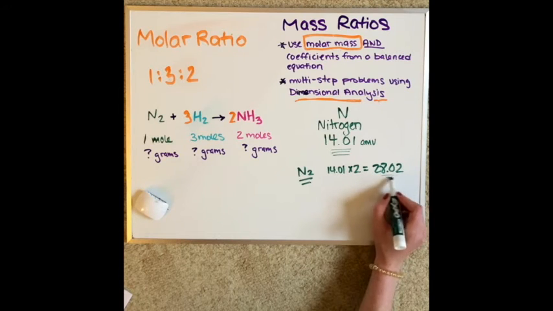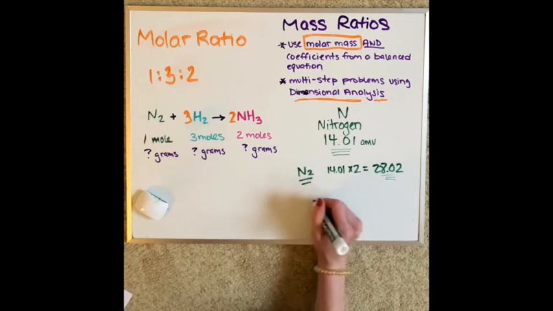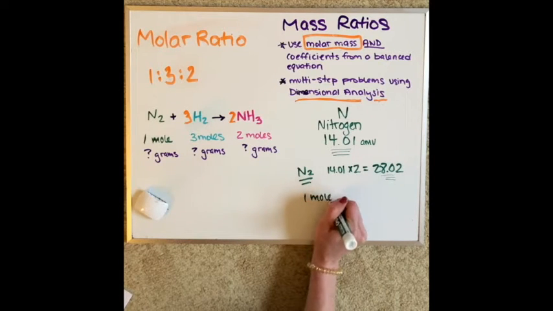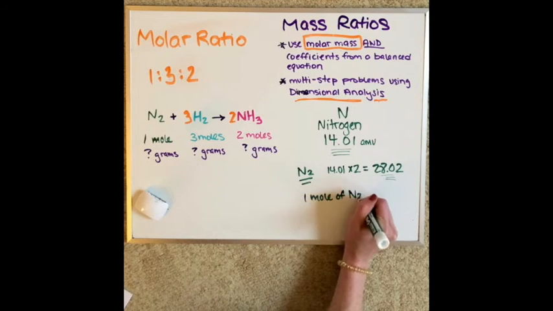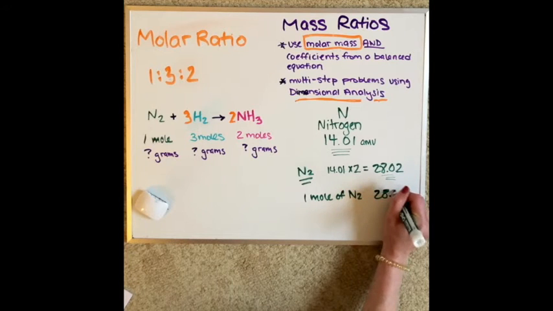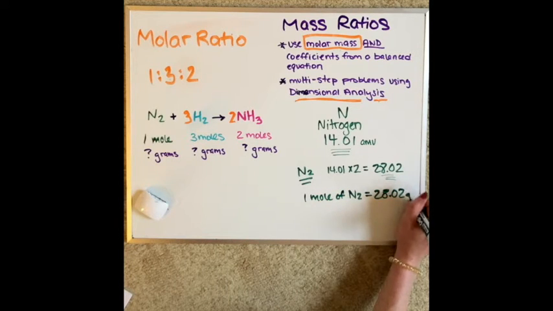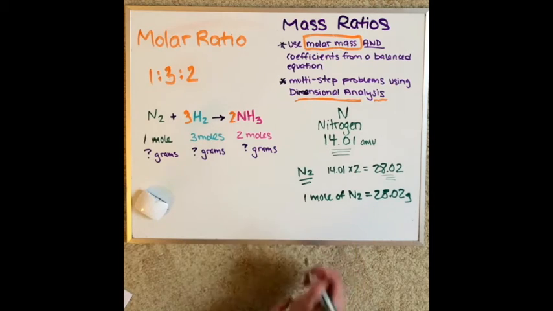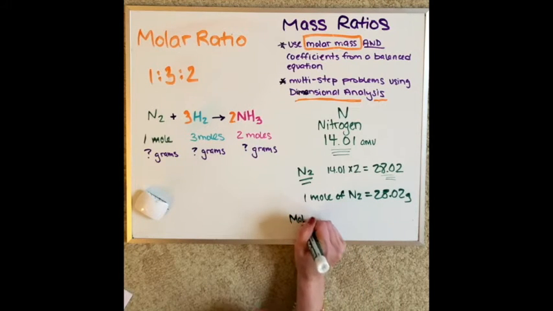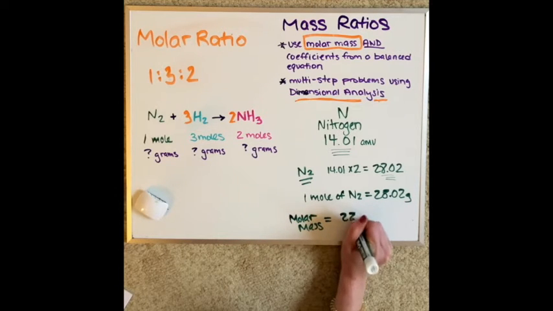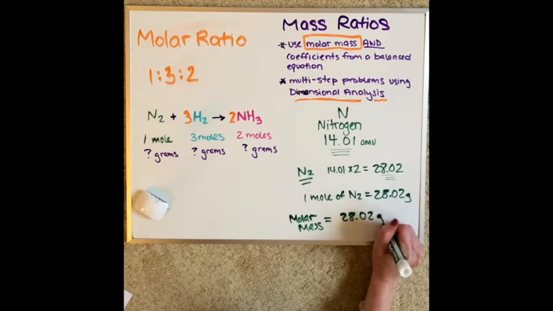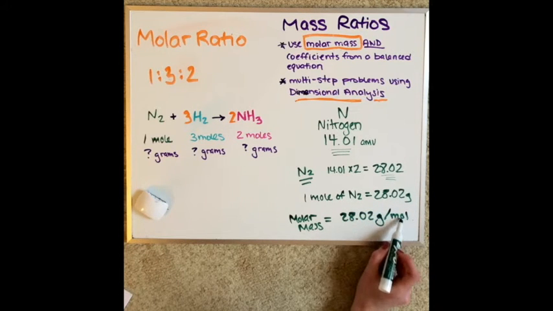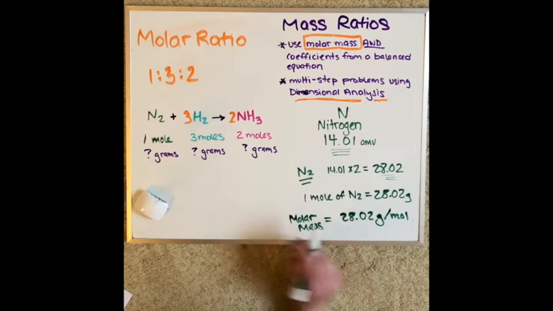Well, what does this number mean? It means that every 1 mole of N2 has a mass of 28.02 grams. So the molar mass of N2 is 28.02 grams per mole. Per 1 mole. Every 1 mole weighs this many grams.